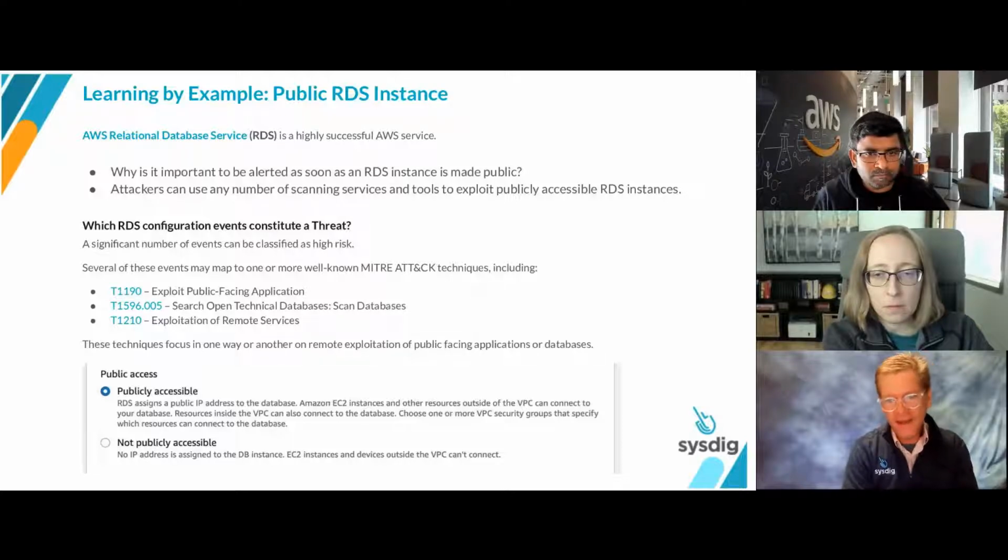Because when that happens, attackers can scan your IP space. They can look for common database ports, 3389 and so forth, and be able to start just trying to get into your data. Now, of course, it's a whole other conversation of other ways to protect that. But the point is, if someone in your organization makes an RDS instance public, you want to be alerted to that. So let's take a look at exactly how that happens in Sysdig.